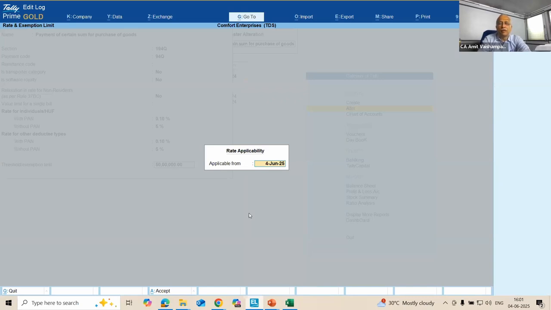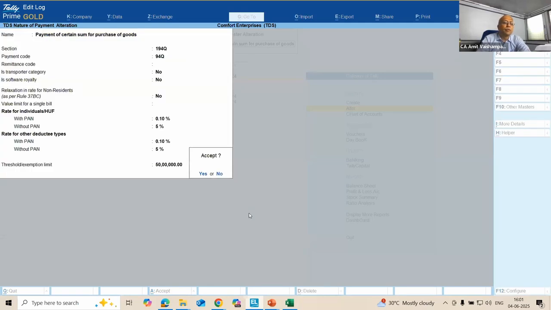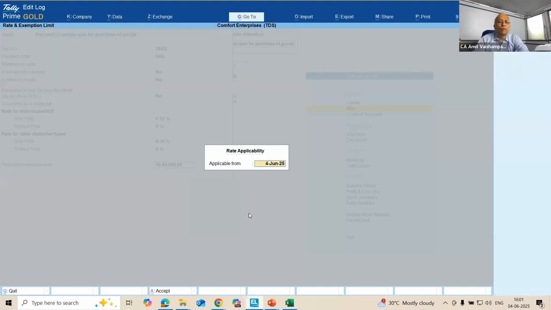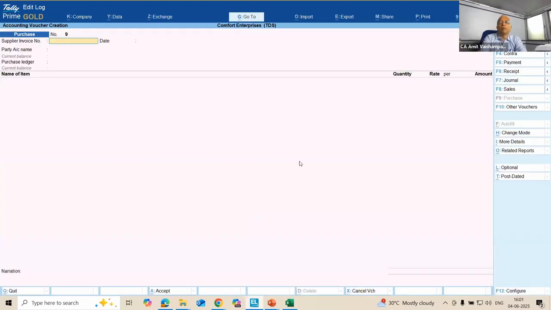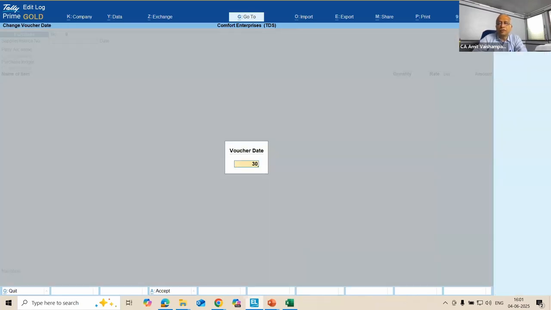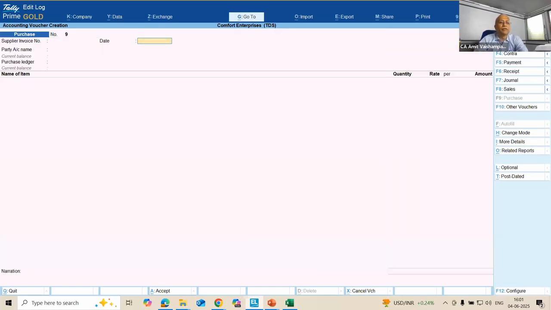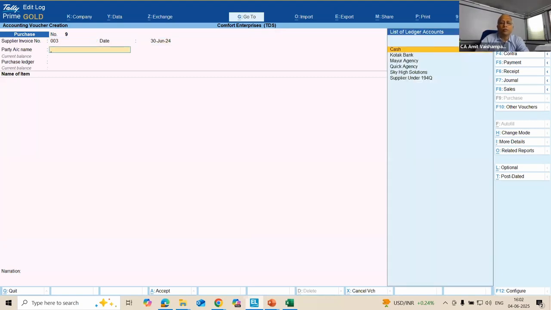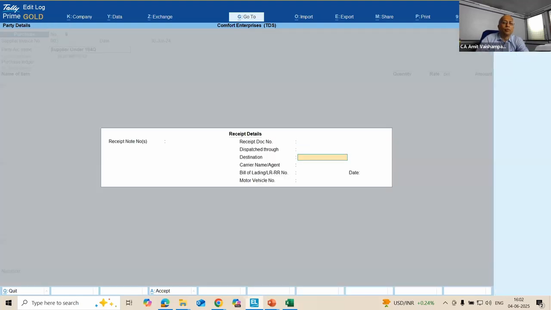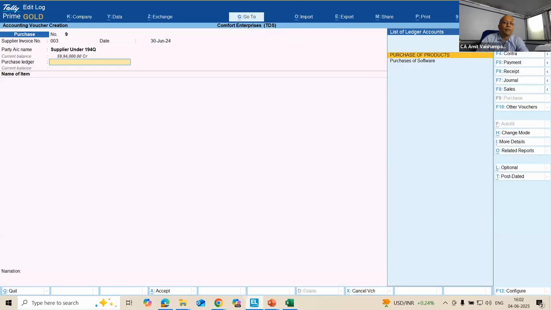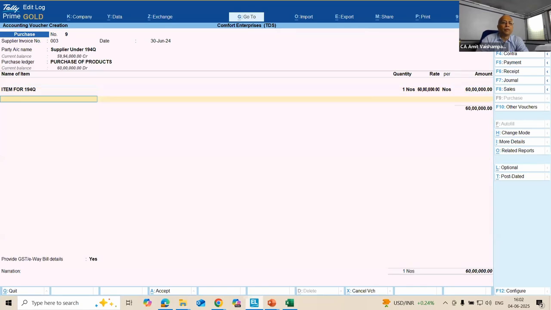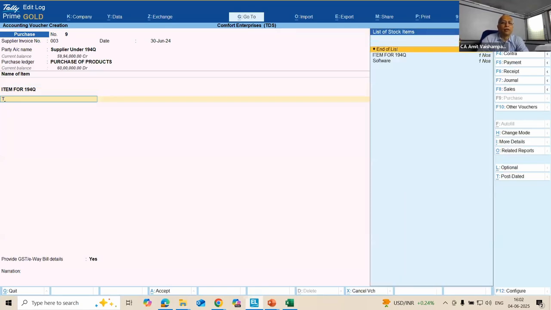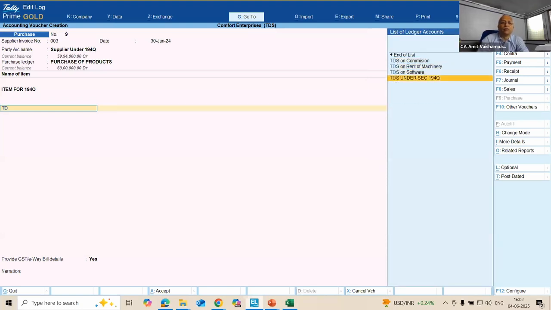If you configure the threshold limit here as 50 lakhs, and I make it applicable from whichever date, let's say I'm making it applicable from 1st of June 25, right? And now I'm passing a transaction voucher. I'm passing a purchase transaction 003 dated 30th June from supplier 194Q, purchase of product item for 194Q, quantity 1, 60 lakh rupees, and you have TDS under section 194Q.